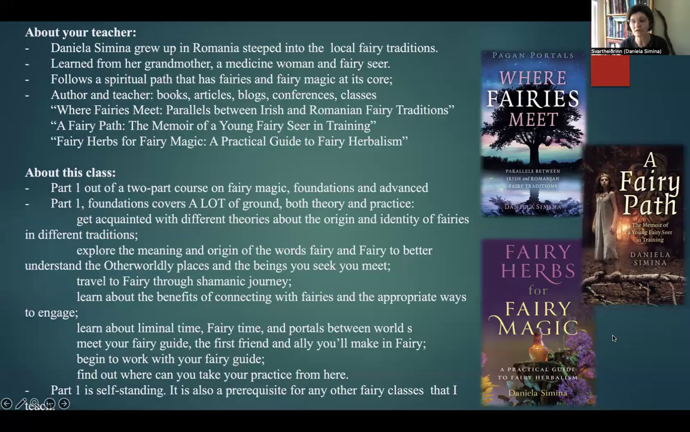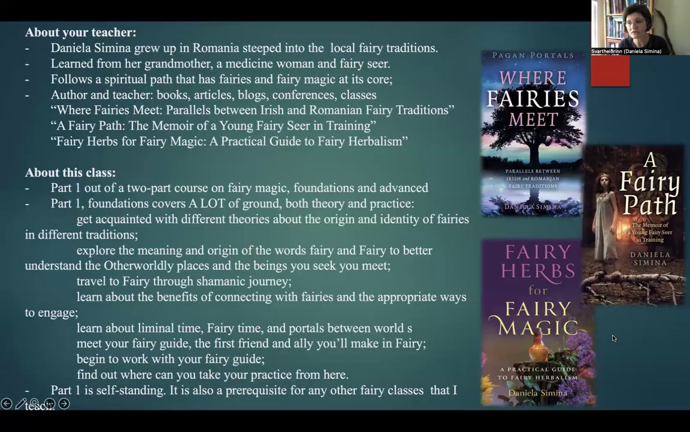It shows a tree and its reflection in a pond, because the title is Parallels Between Irish and Romanian Fairy Traditions. So it shows this idea of parallelism between a world that's tangible, visible to us, and another one that is more illusory, like the reflection in the water.